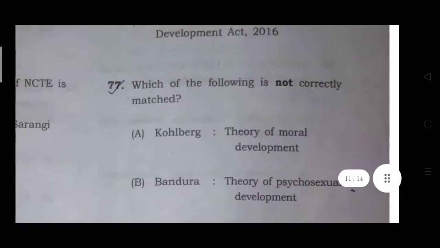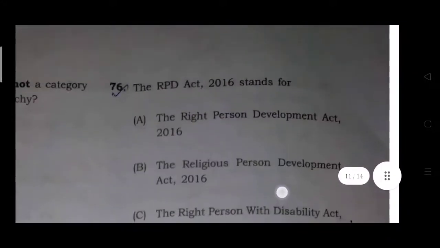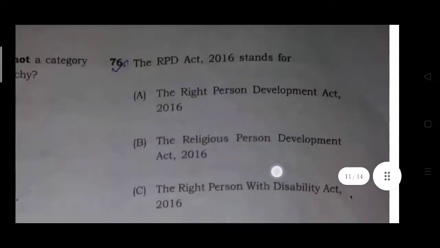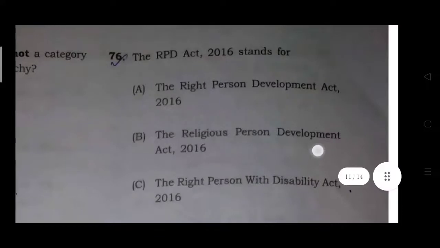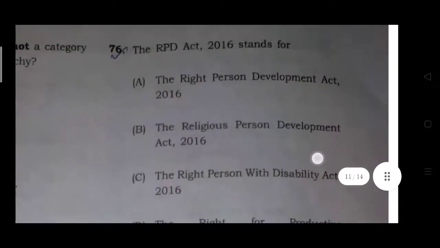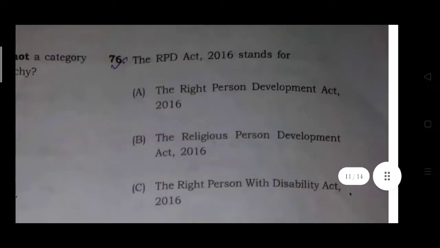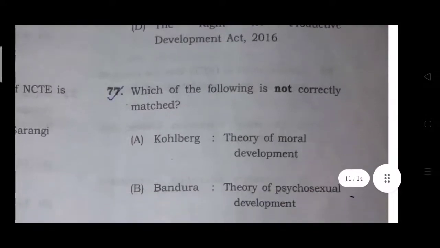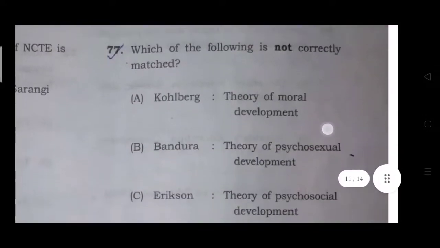Next, 76. The RPD Act 2016 stands for what? What is the acronym of RPD? Right Person with Disability Act. The answer is option C. The Right Person with Disability Act 2016 is the correct answer. 77. Which of the following is not correctly matched? Which is not correctly matched?